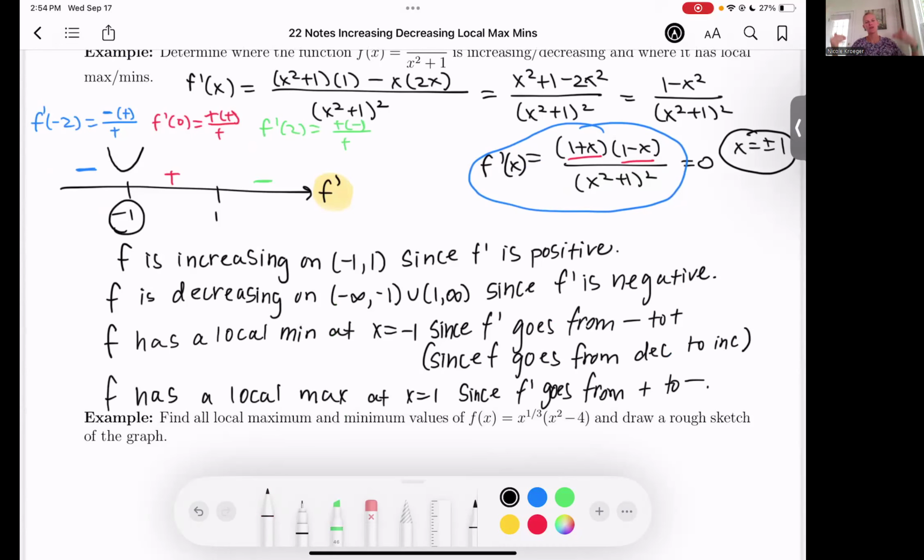Okay, so a few things to notice about what I'm writing out here. Be very careful that you're saying what function and if we're talking about a derivative or anything like that. So if you say it is increasing on -1 to 1 since it is positive, I will count off points there because you're referring to two different it's. So we want to say that f is increasing since f prime is positive, or that f has a local max since f prime goes from positive to negative. So just be very careful that you're referring to the function or the derivative appropriately here.